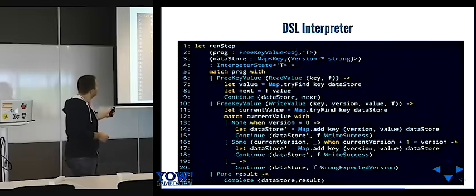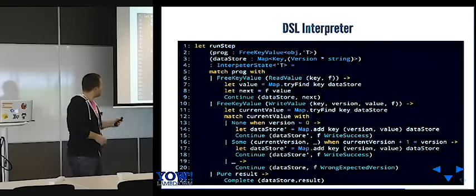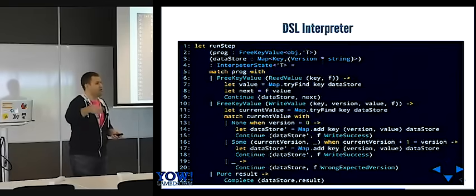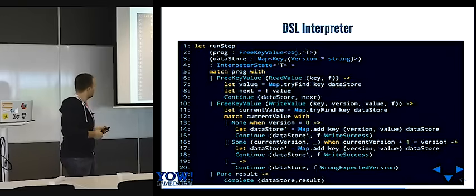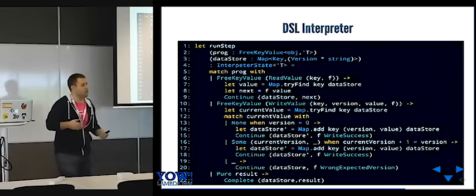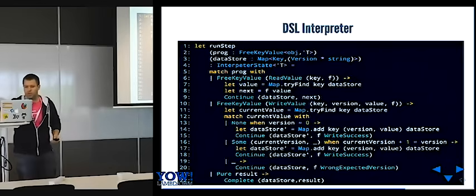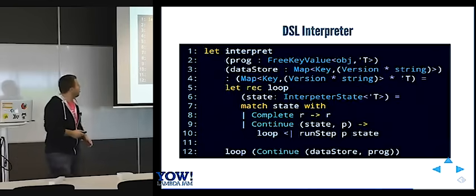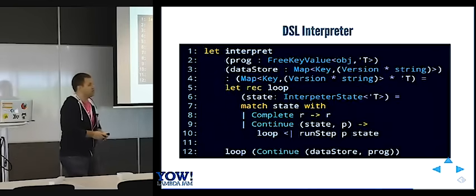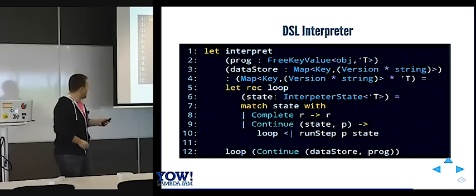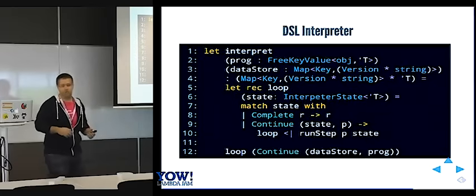And this one is just going to do one step. So it's going to pattern match on the program. I'm either going to do a read value or a write value, implement those in terms of the map, or pure. Pure means the program's finished and we've got a result. And it's either going to return a continuation, or it's going to say it's complete and return that to the interpreter. So then to run this program, all I do is call my interpret method, which is basically just a loop that runs that step until the program's complete and then returns.